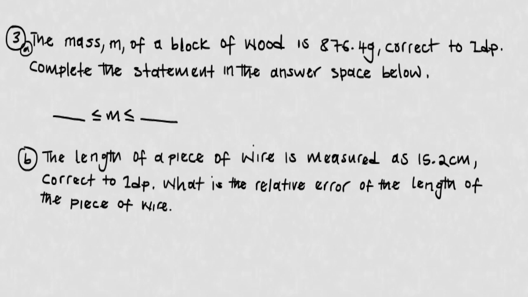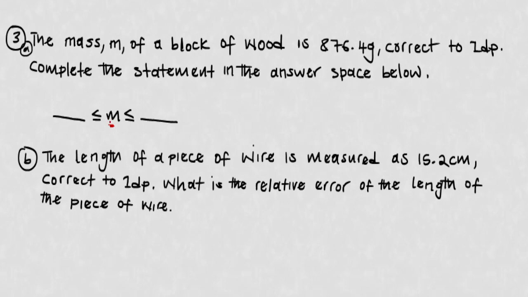So the question reads: the mass M of a block of wood is 876.4 grams, correct to 1 decimal place. Complete the statement in the answer space below. Now look at what is happening here. We have M as our mass, and we are saying M is greater than or equal to a number.